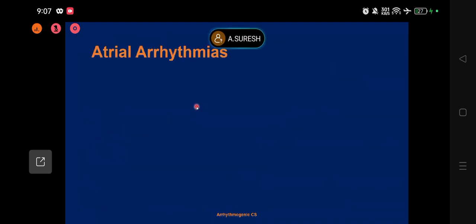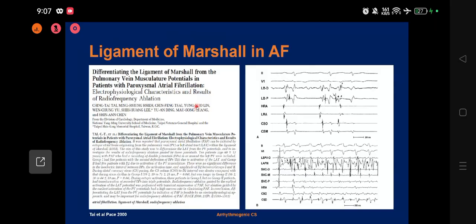So coming to the atrial arrhythmias in the coronary sinus. As I was telling, the ligament of Marshall in atrial fibrillation is seen in the mid part of the coronary sinus. So this is an elegant paper by Tai et al., published in 2000 in PACE.